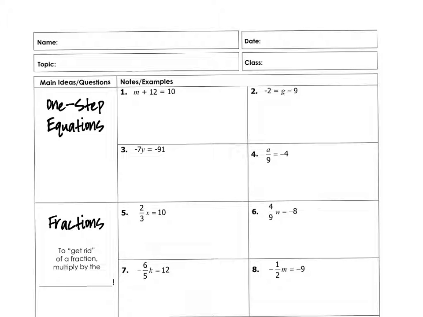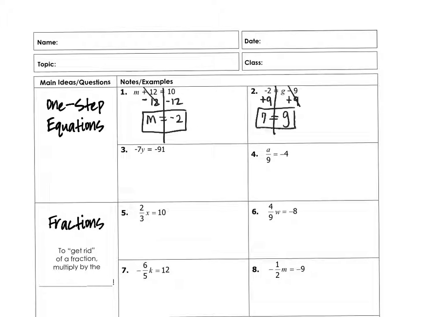Hey guys, I'm going to go ahead and record 1 and 2 step equations in case you need it as a review. Remember that we're trying to isolate the variable. So we want to subtract 12 on this first problem from both sides to get that m is equal to -2. On number 2, we want to add 9 to both sides. That gets us that g is equal to 7.